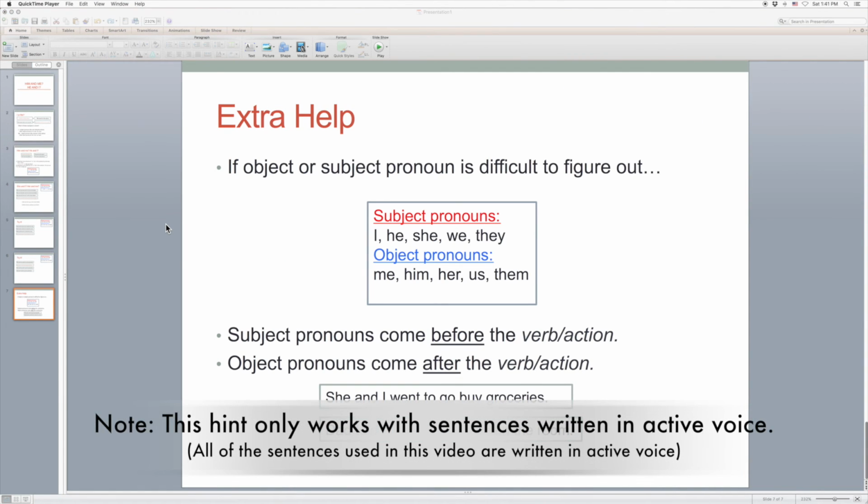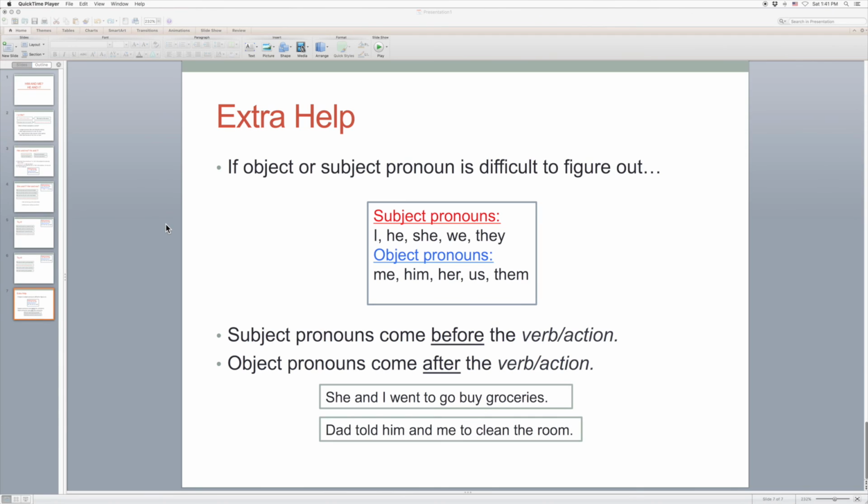Here's some extra help to figure out if you should choose an object or subject pronoun if it is difficult to figure out if you are doing the action or if the action is being done to you, if that's just confusing for you. Here's a helpful hint. Subject pronouns generally come before the action or the verb, and object pronouns come after the verb or the action.